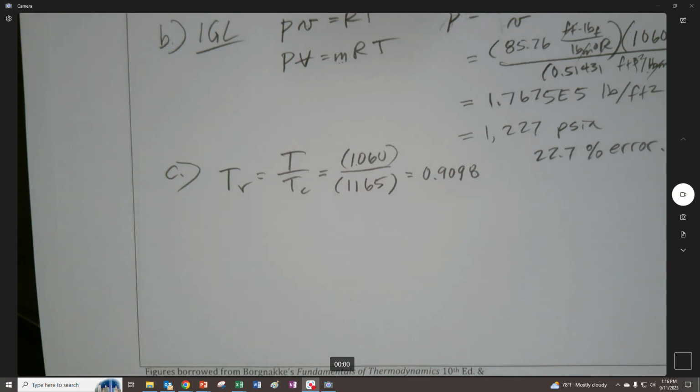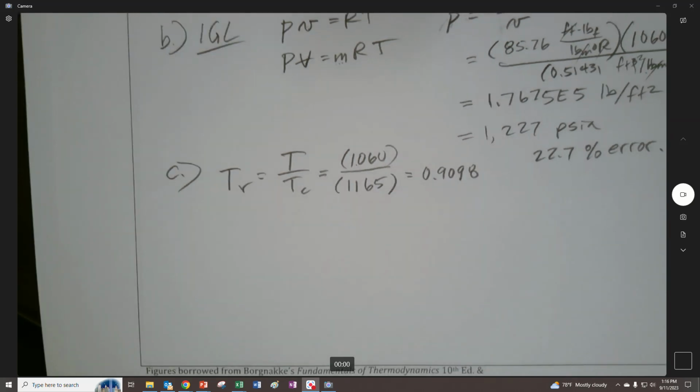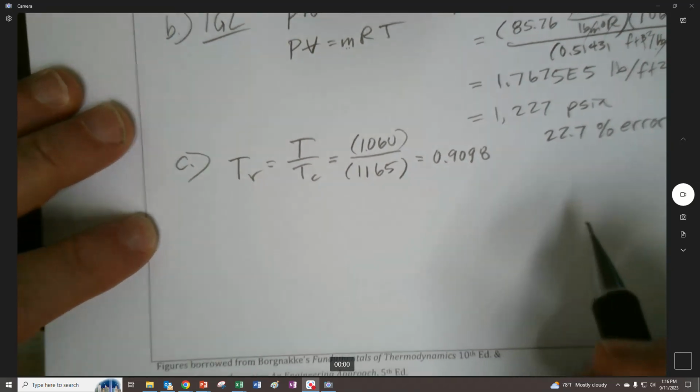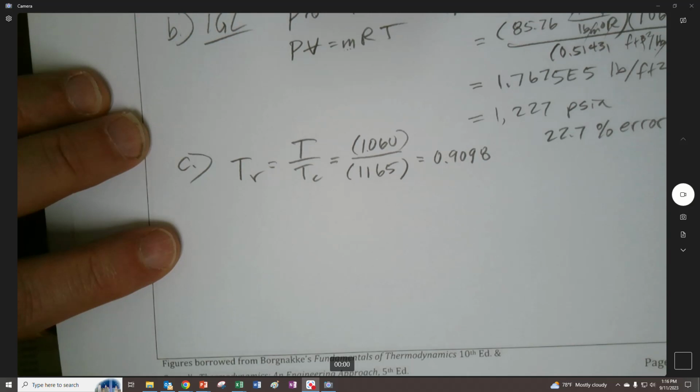Huh. We don't get the same thing. That's interesting. I would have picked that would be the same thing. It's the critical volume. Interesting. I don't understand that. Is what they say to do in the other book. I don't know if I want to go any further.